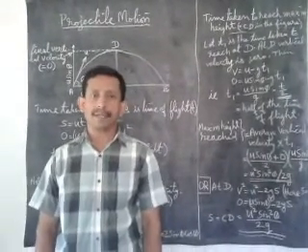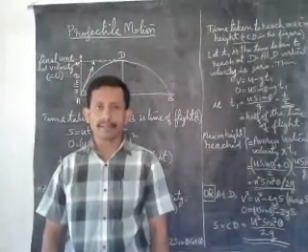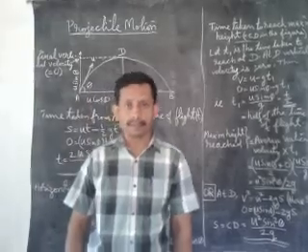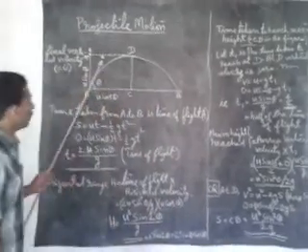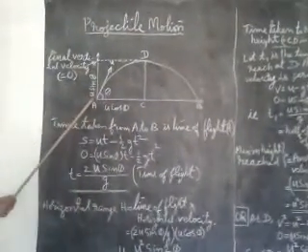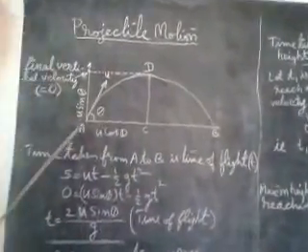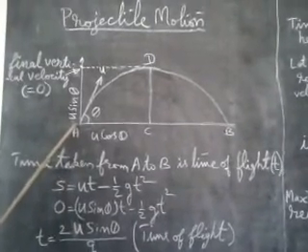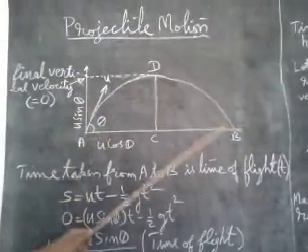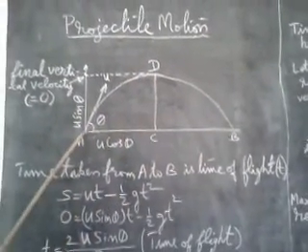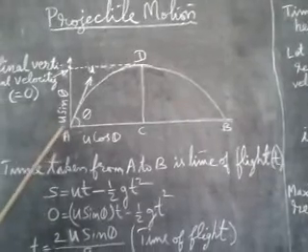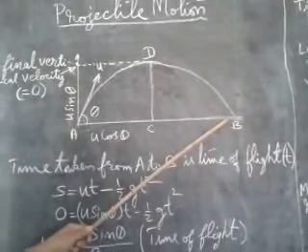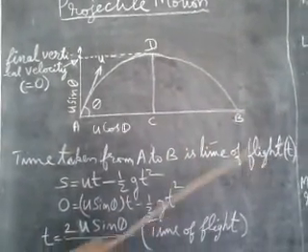In this video I am going to explain the important points concerned with projectile motion. Please listen here. This is the figure we consider to explain the projectile motion. Suppose a particle is projected from A, it travels along the path and reaches B. The time taken to reach from A to B is called the time of flight, T.